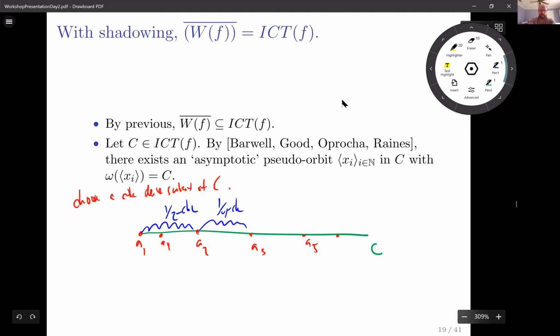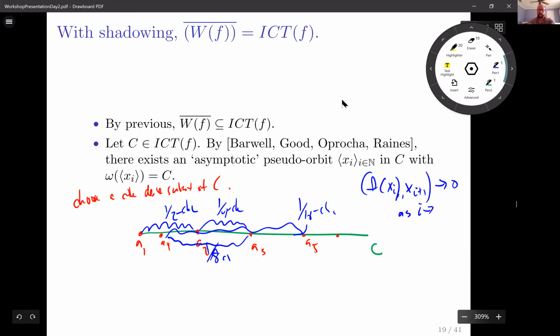And then I can go from A3 to A4 using a size 1/8 chain. And then I can go from A4 to A5 using a 1/16 chain, and so on and so forth. What we end up with is a pseudo-orbit in the sense that the distance between f of x_i and x_{i+1} goes to 0 as i goes to infinity. So that's what we mean by asymptotic.